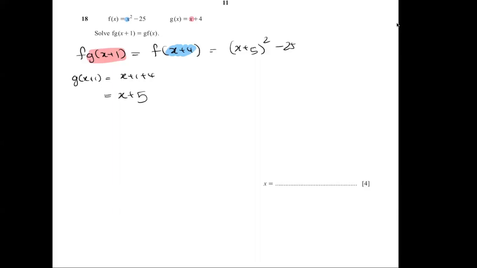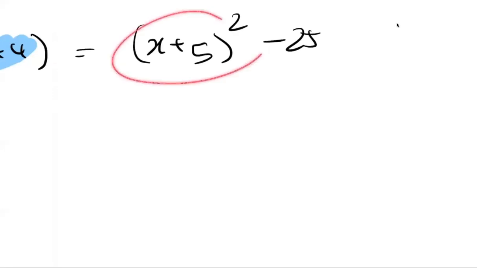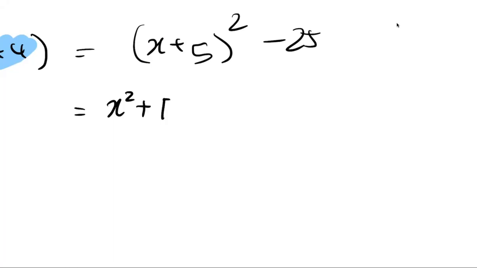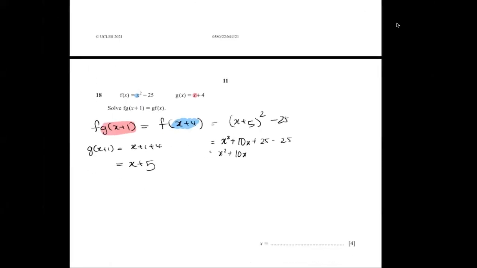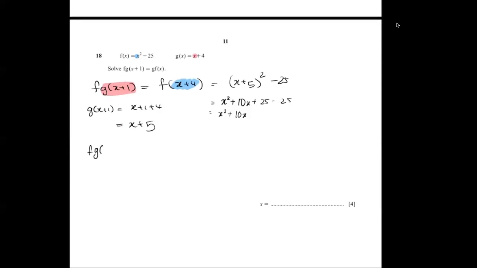If we still don't remember how to do this one here, it's actually x times x, then plus 5 times plus 5, and then the other one is x times 5 times 2. So immediately, you don't need to open the bracket and start to do it on your own. So you can just get x squared plus 5x times 2 is 10x plus 25 minus 25 is equal to x squared plus 10x. So now we got this part here. You can just rewrite fg(x plus 1) is equal to x squared plus 10x.